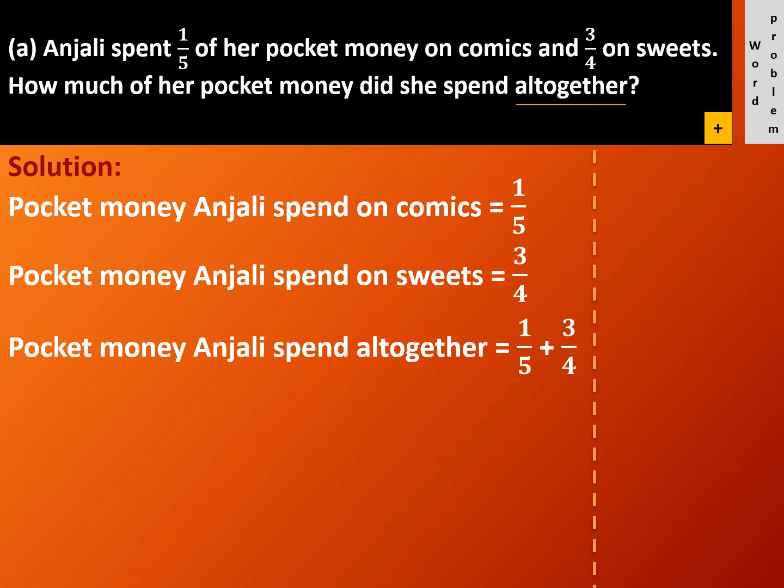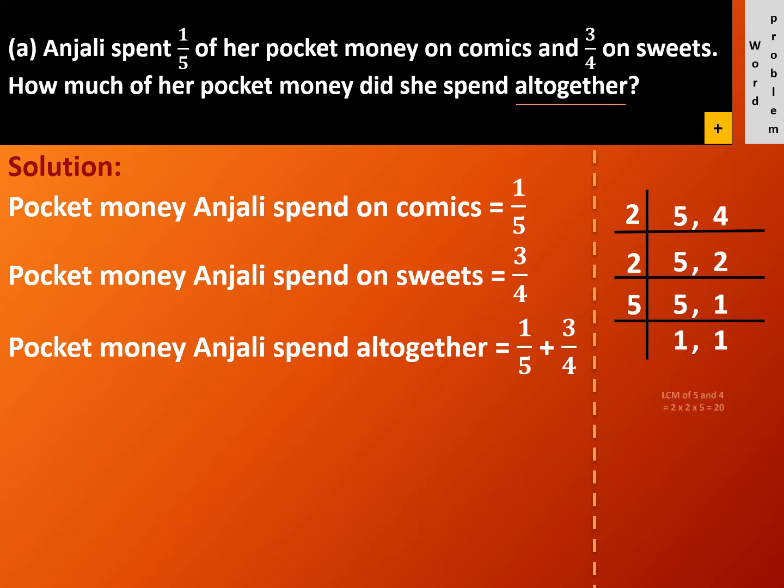How can we add the fractions when the denominators are different? To make the denominator same, we will convert them into like fractions. For this, we need to find the LCM of 5 and 4. As we see, the LCM of 5 and 4 is 20. So we have to bring 20 at the place of denominators.